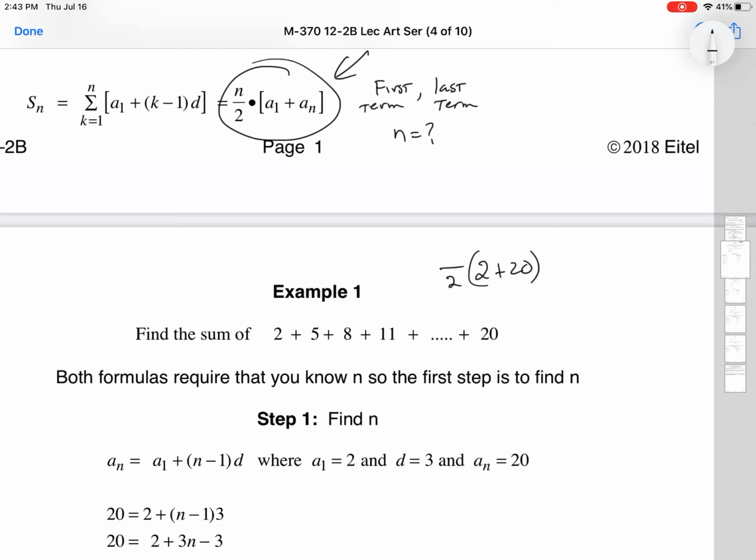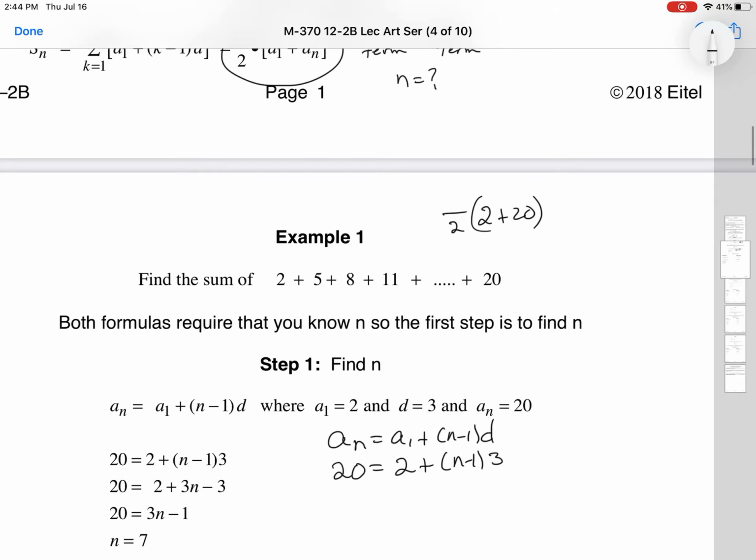Well, an easy way to find n is just going to the formula. You know that an is equal to a1 plus n minus 1 times d. Well, we can see what all of these are. an is 20. a1 is 2. And n is what we're after. Now, what's the common difference? Well, what's being added every time? We would never use this formula unless we knew it was arithmetic, so there must be something added every time, and it's a 3. And then we would just solve.